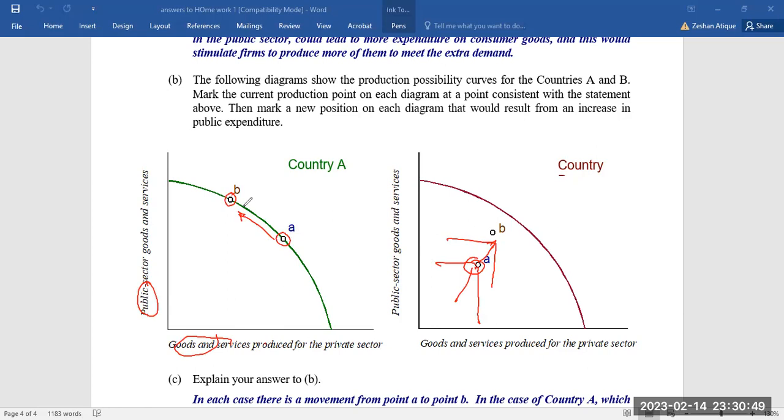Since country A is producing on the production possibility frontier, you will mark some point on the frontier and move along it. When you move along a negatively sloped curve, if one increases, the other decreases. It means that you cannot produce more of one good unless you produce less of the other good. Whereas in country B's situation, you can produce more of both goods because you have got some idle resources available.